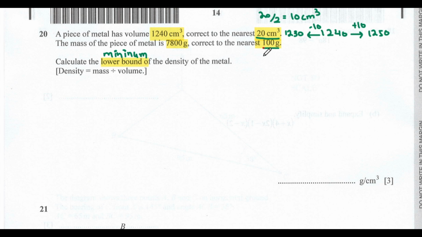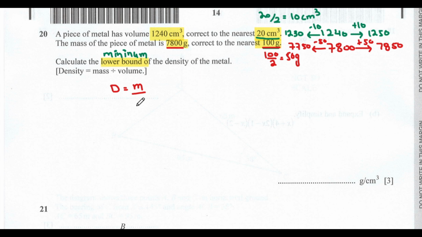Now doing the same for the second, 100 divided by 2 would be 50 grams. So to get the upper bound of 7800, I'll add 50 grams to it. So 7800 plus 50 would be 7850 grams. And to get the lower bound, I'll subtract 50 from it and I'll get the lower bound, which would be 7750 grams.